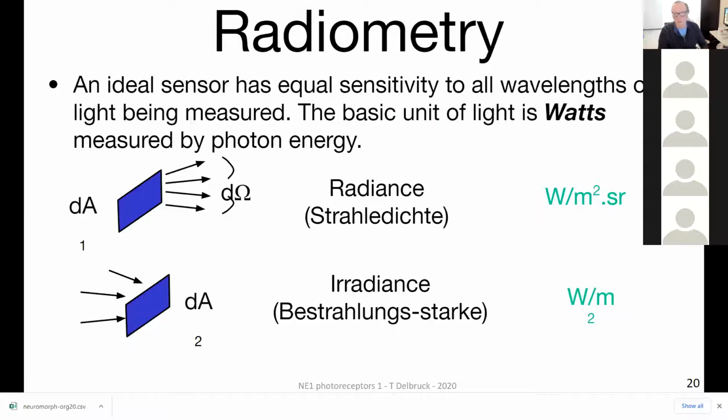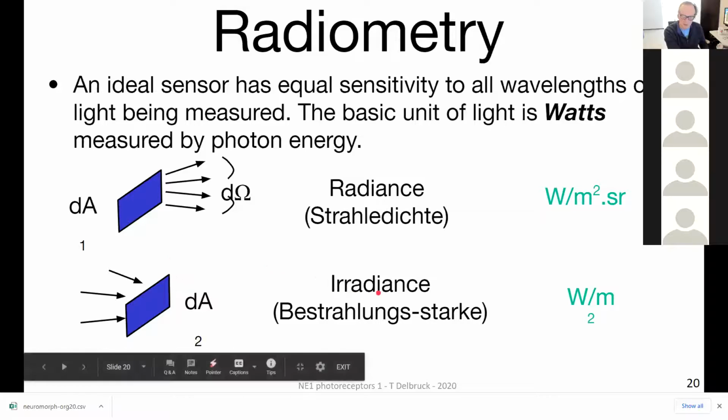All right, so now let me tell you a little bit about radiometry and photometry. Radiometry is about measuring light energy in watts per square meter. An ideal sensor has an equal sensitivity in all wavelengths of light, which is not reality. But the basic unit of light is watts, measured by photon energy. And so the radiance coming from a surface is watts per meter squared, per steradian. And a steradian is a unit of solid angle. It's like a fraction of the hemisphere.